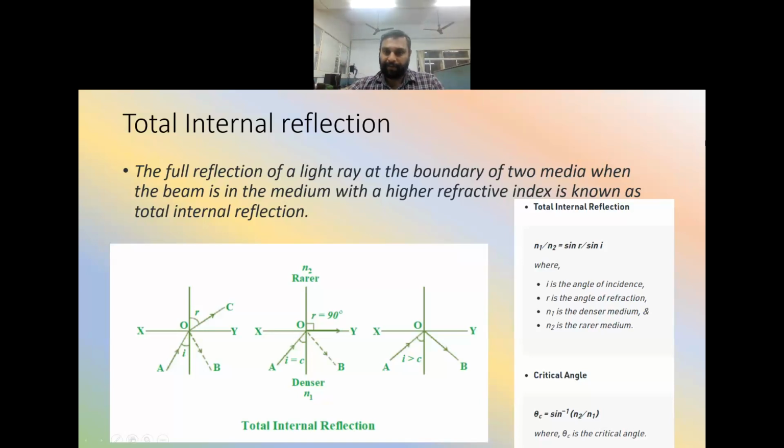So here, if we apply Snell's law, we can see that n1 by n2 is equal to sin r by sin i, and from that we can get the critical angle as theta c equal to sin inverse of n2 by n1. So that will give the formula for finding out the critical angle.